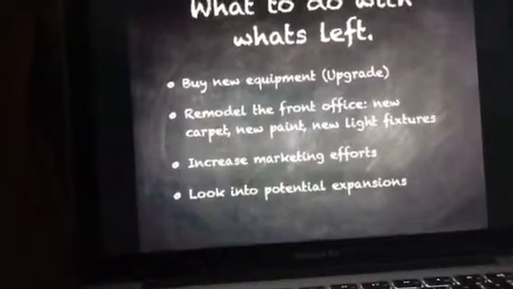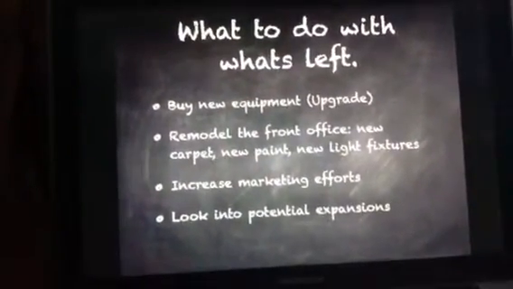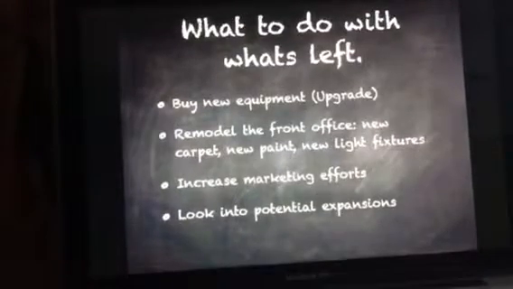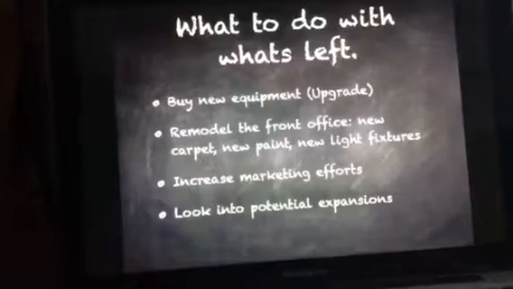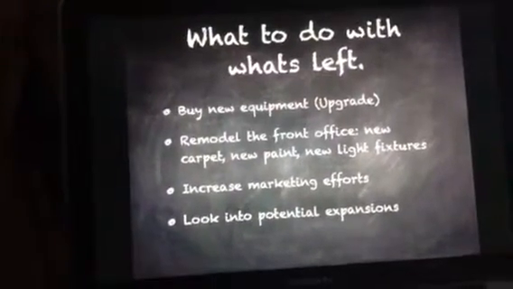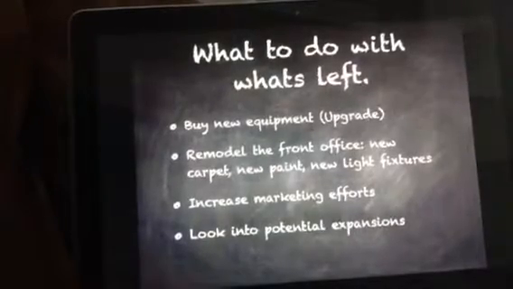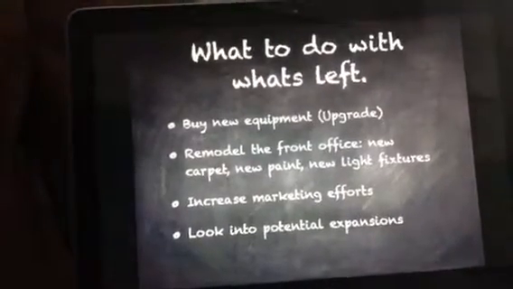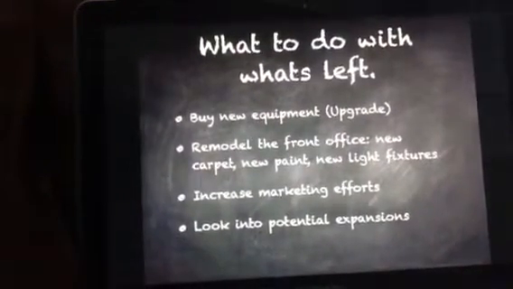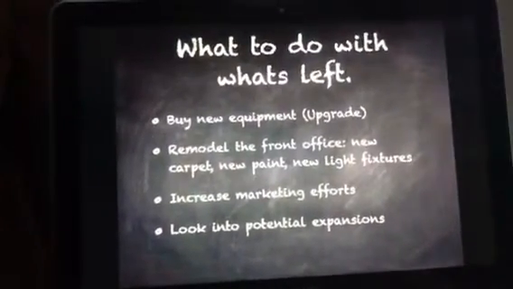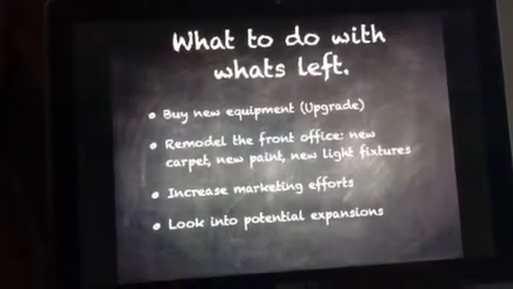We would buy new equipment. For example, we just bought a new channel letter bender. We are looking to remodel the front office with new carpet, new paint, new light fixtures, etc. We would increase our marketing efforts, for example, attend more trade shows, recreate a website, rebrand the company. And we would look into potential expansions in different parts of this business.